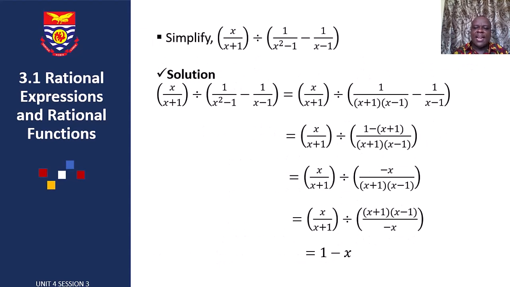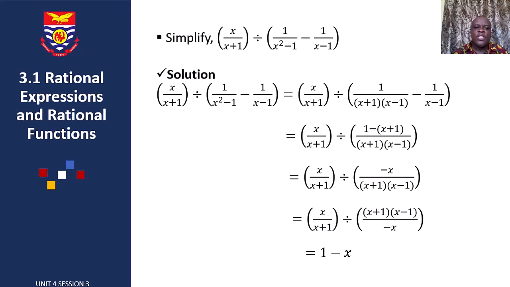Let's look at another example that involves division of rational expressions. So you have the first rational expression, x over x plus 1, and it is being divided by another expression, which is in parentheses, 1 over x squared minus 1 minus 1 over x minus 1.